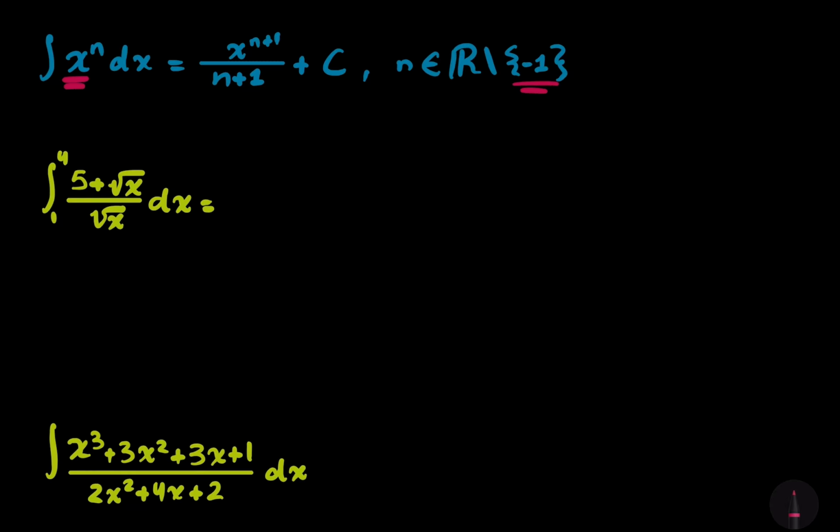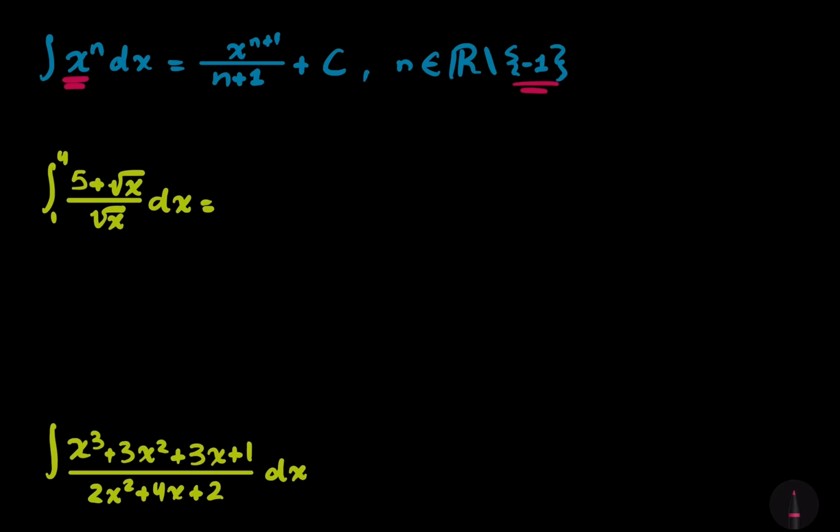Let's look at a couple of examples of how we can rewrite before integrating, and then we'll evaluate the integrals themselves. Here we have a question taken from an IB HL Math paper 1 exam. So it's very crucial to get familiar with this type of concept for your IB and AP calculus exams. We have the definite integral from 1 to 4 of 5 plus the square root of x, over the square root of x, dx.